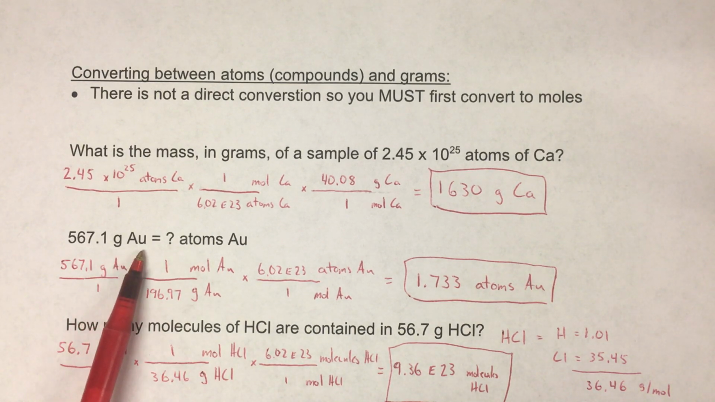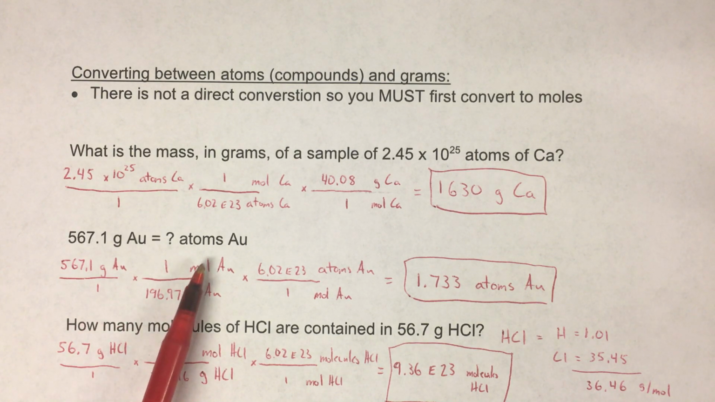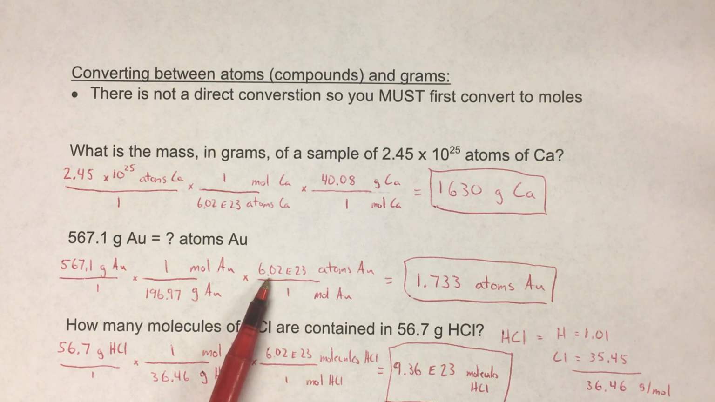Next one, to go from grams of gold to atoms of gold. So we're starting with grams. So we're going to go from grams to moles using the molar mass of gold. That gets us to moles. And then moles will cancel to number of atoms, again using Avogadro's number.